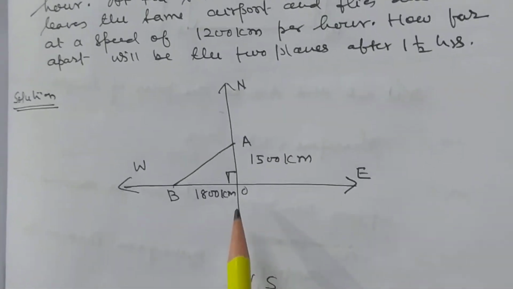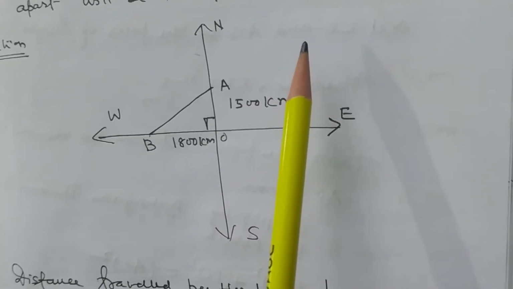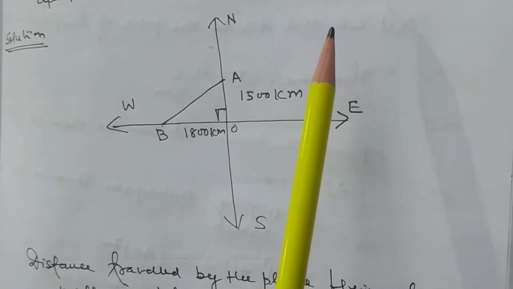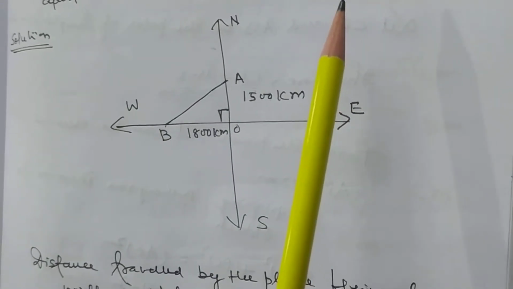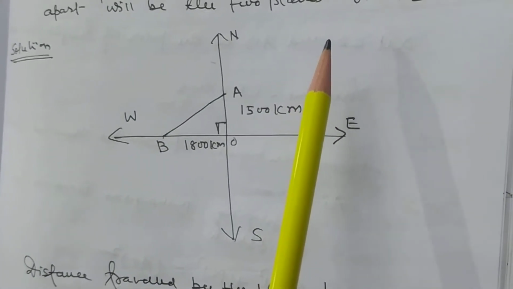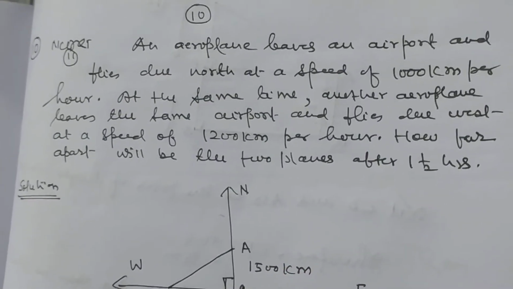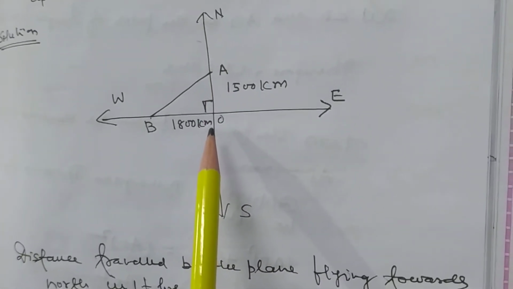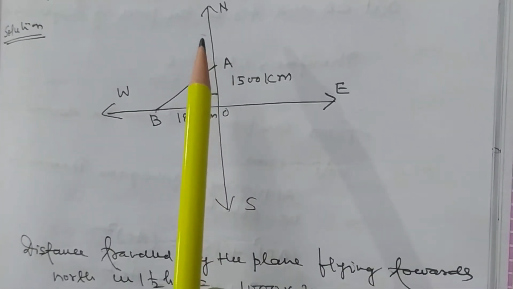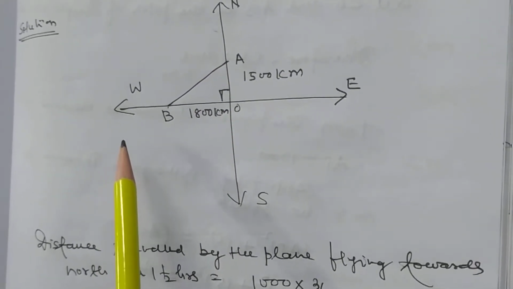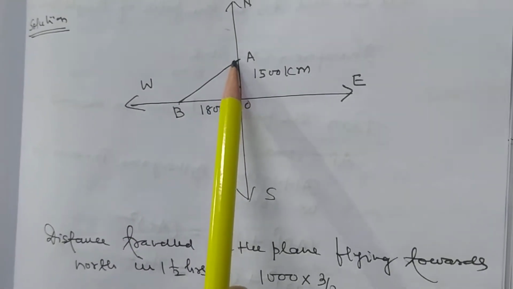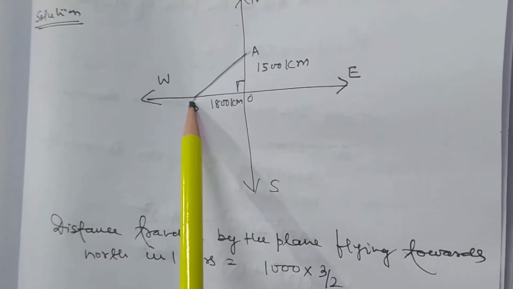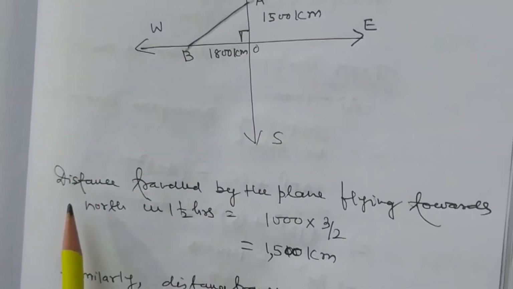My dear student, it is a very interesting problem. This problem is on the formula distance, speed and time. So speed is 1000 km per hour, time is 1.5 hours. So we will first find the distance traveled by the aeroplane in the north direction and in the west direction, and then we will find the distance between these two aeroplanes after 1.5 hours. So first we find OA.